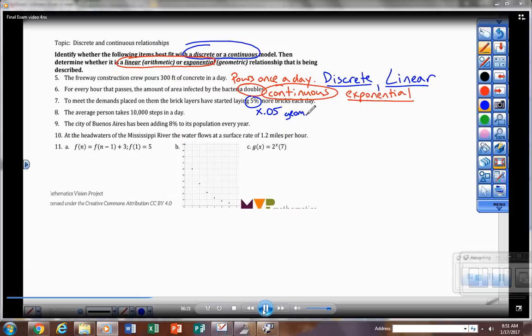And then this problem here, laying bricks each day. I would say it's continuous because they're continuously laying them down over the workday. They don't have to wait till the next day to lay down bricks. And that would be exponential because it deals with multiplying.